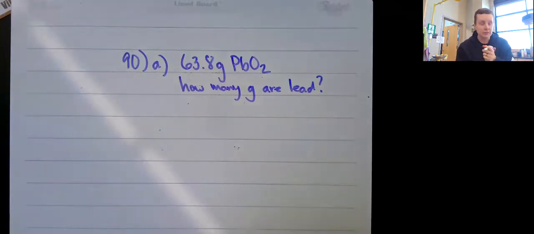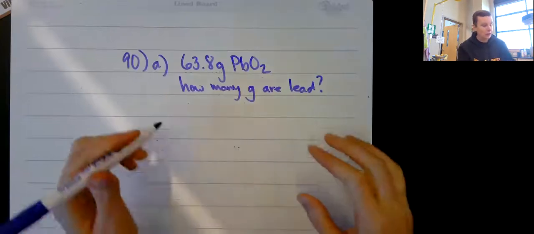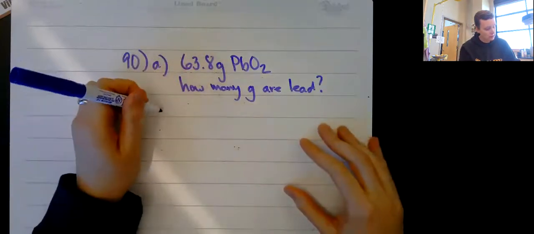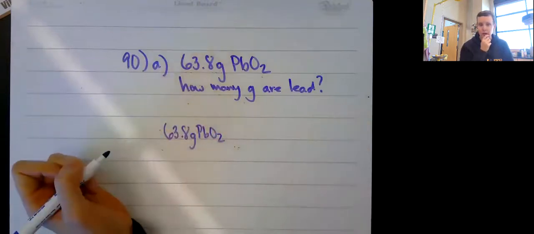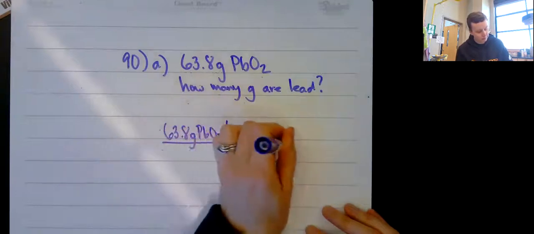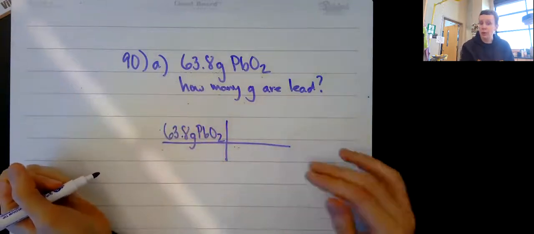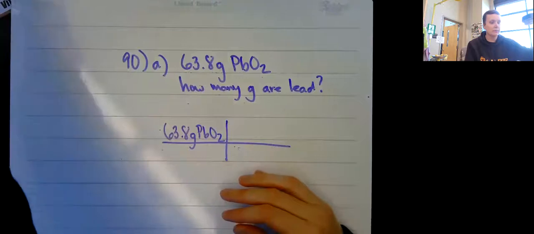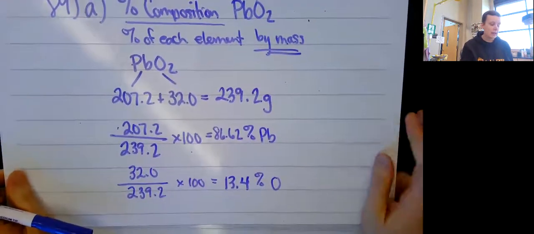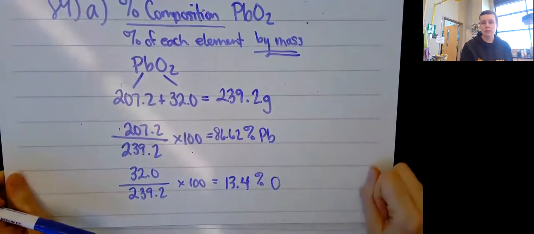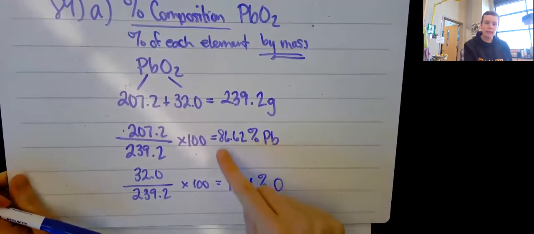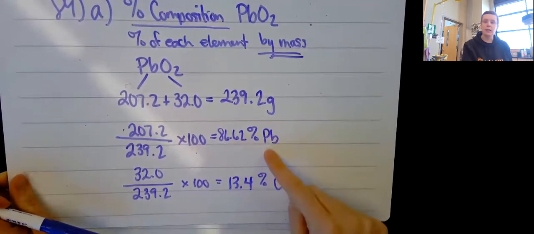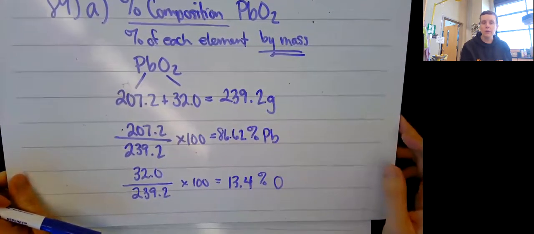Okay, here's what we do. I'm going to do it as a conversion. There is more than one way to do this, but I'm going to do it as a conversion, okay? Always start with what we're given in the problem. So 63.8 grams of PbO2. All right, set it up. Now, one thing I do know about this substance from number 89 is 86.62% of this substance is lead, right? And percent means out of 100. This means 86.62 grams of lead would be in a 100-gram sample of this compound.